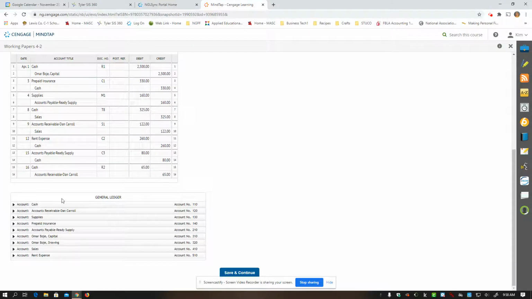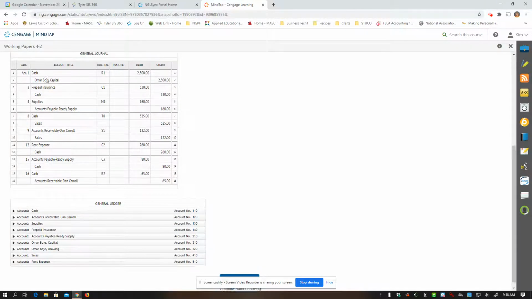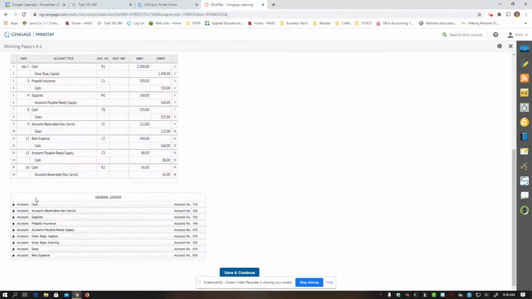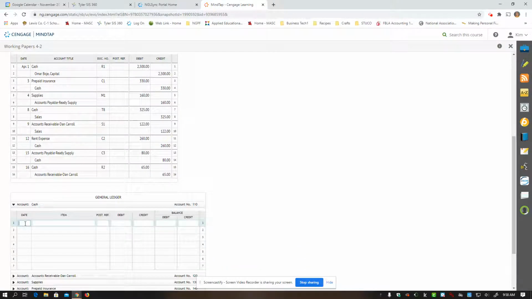Okay. So here's your general ledger accounts. The first entry is April 1st, cash. General journal, page 1. So you open cash. You type in APR 1. Did we put anything in the item column? No. Where did it come from? General journal, page 1. The debit amount was $2,500, so you go to debit and put $2,500. And our balance is now $2,500 in the debit.